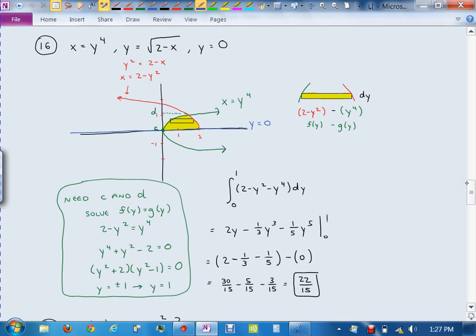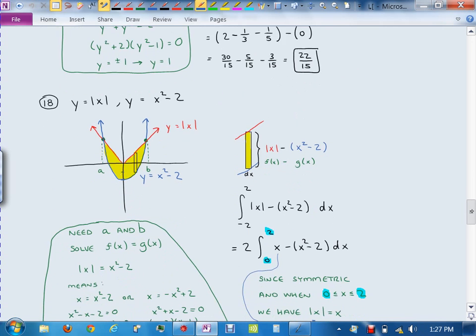You see, there are little subtleties in this stuff that you have to pay attention to. Any questions on that one? Is this helping, going through this like this? Okay, 18.